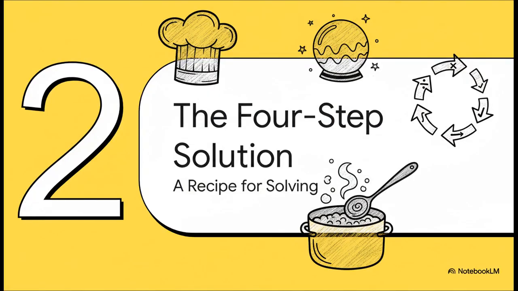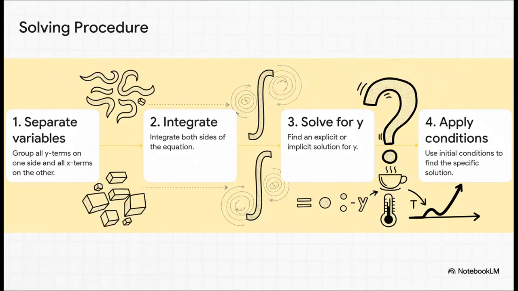All right, let's move on to the recipe. Once you get this four-step process down, you can solve any of these separable equations. It's a reliable, repeatable method for building our mathematical crystal ball. So here it is. Step 1 is separate. We just did that. Step 2 is integrate. Now, integration is basically the mathematical antidote to a derivative.